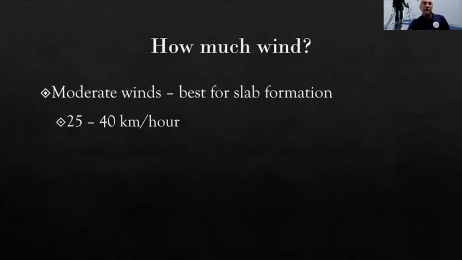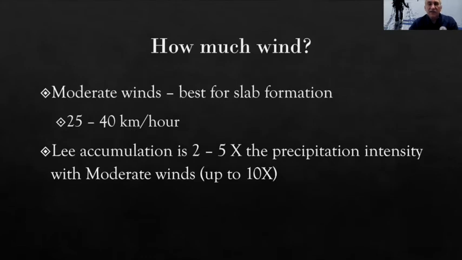How much wind is going to cause us problems? Well, moderate winds, as you probably know from your avalanche courses, 25 to 40 kilometers an hour. Those are really the ones that are good for slab formation. And that's when in the lee, you'll get 2 to 5 times the amount of snow loading up on the lee slopes than fell out of the sky, sometimes as much as 10 times as much.